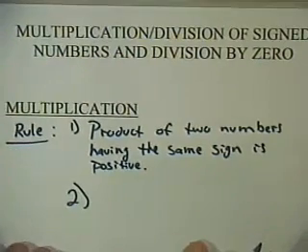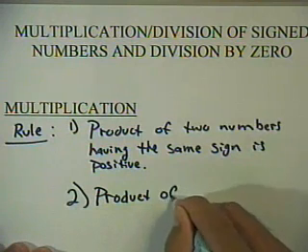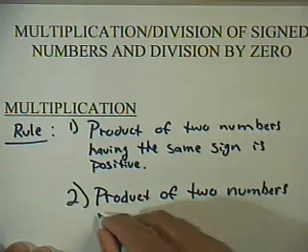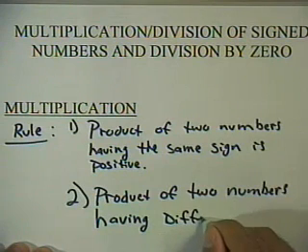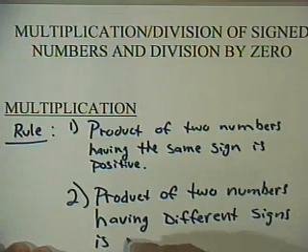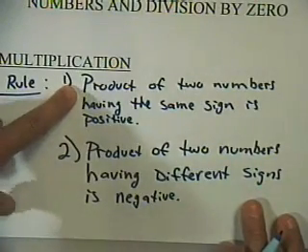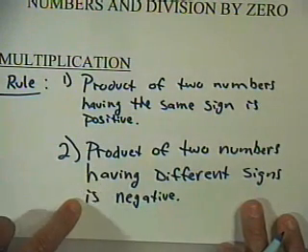The second rule that we have to remember is the product of two numbers having different signs is negative. Okay, so again, when we multiply two numbers having the same sign, the result is going to be positive. Multiplying two numbers that have different signs, the result is going to be negative. And let's do some examples.